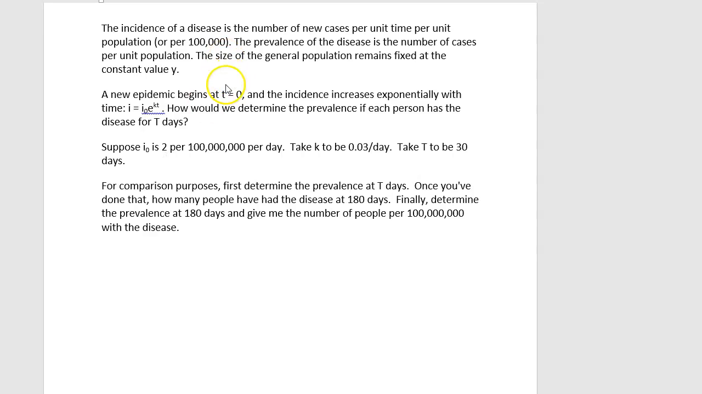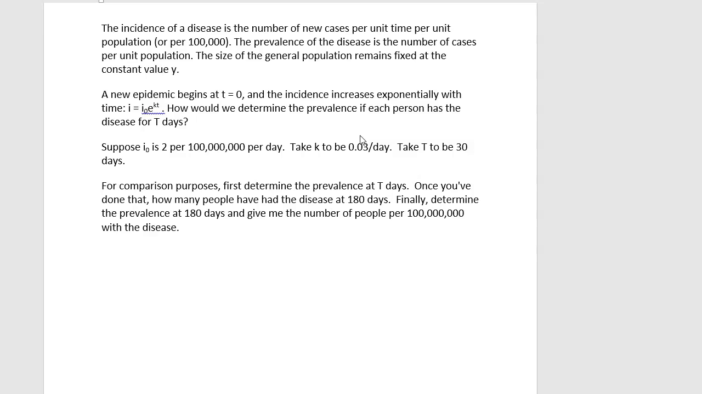It begins at time t equals 0, and the incidence increases exponentially. Why do disease incidences increase exponentially? Well, if it's a communicable disease, then it has a geometric or exponential progression, right? So any communicable disease can increase exponentially, especially depending on what this value K right here is. And how would we determine the prevalence, the number of people that have this disease, if each person has it for just a limited amount of time?